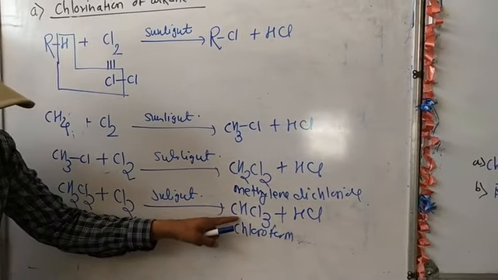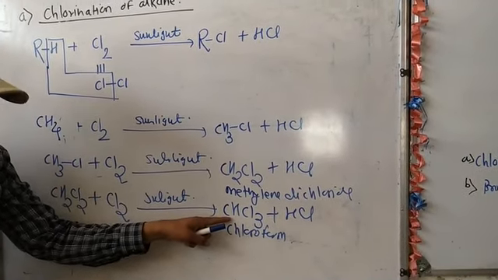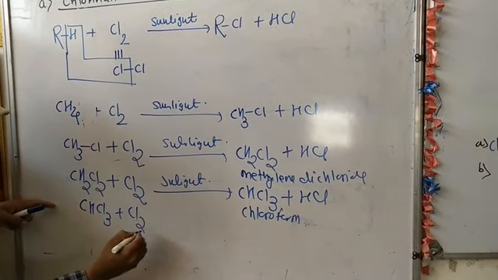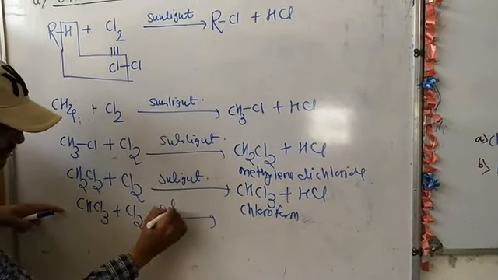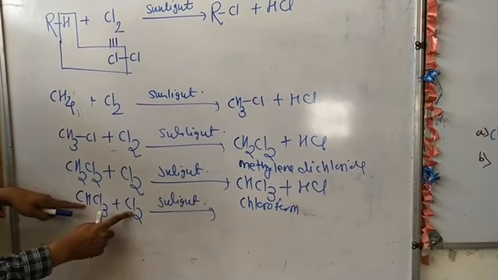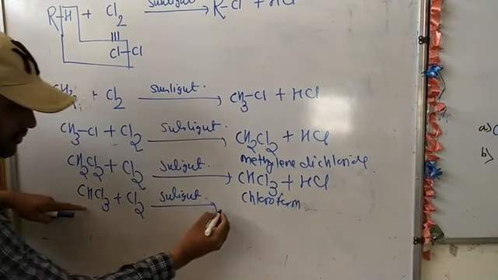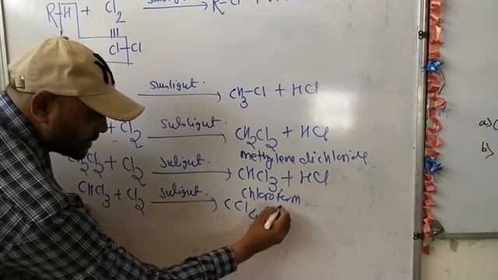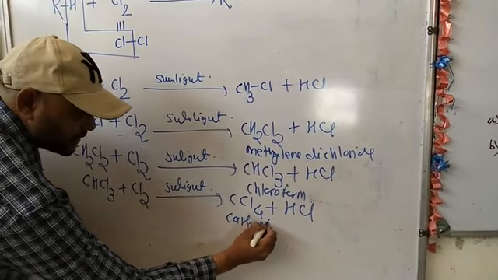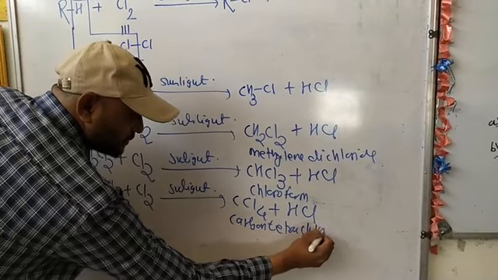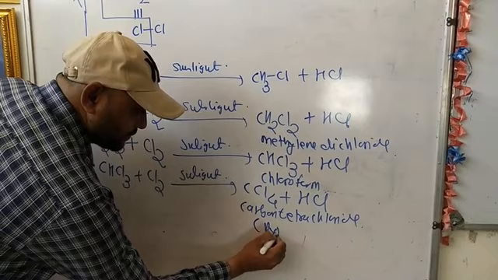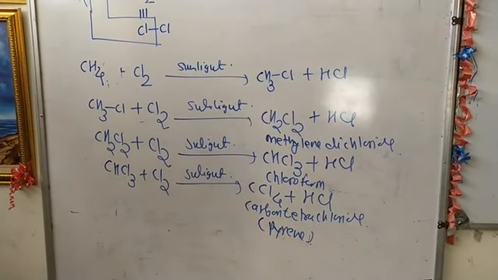पुन्हा इथे एक हायड्रोजन आहे, तो हायड्रोजन एक रिप्लेस केला जाणार एक्सेस ऑफ क्लोरीनच्या सहाय्याने. CHCl3 plus Cl2 in presence of sunlight. So एक हायड्रोजन इथला रिप्लेस करूया इथल्या एक क्लोरीन ने, forming CCl4 plus HCl. It is called carbon tetrachloride, or also called pyrene.